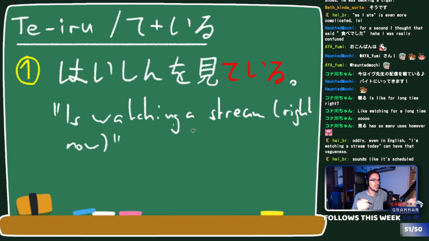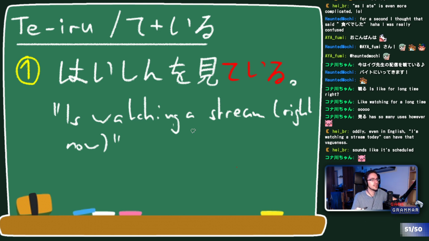So te-iru can also be used for habitual actions in that regard, and that usually applies to the progressive usage when some action is ongoing. So 見ている, 食べている. Say you've been studying recently, right? Studying is 勉強する.